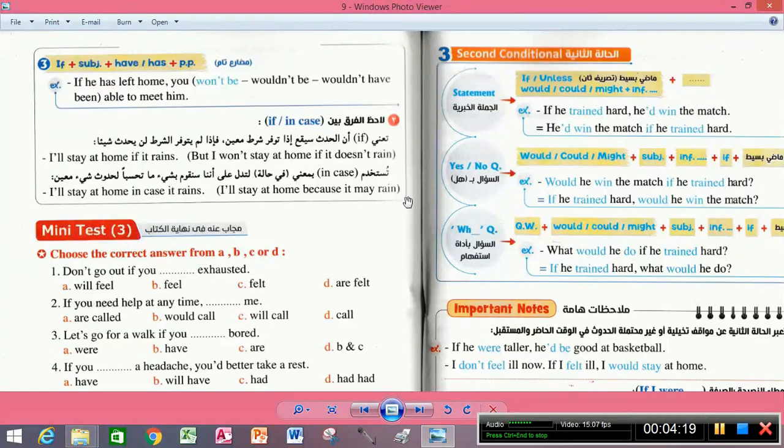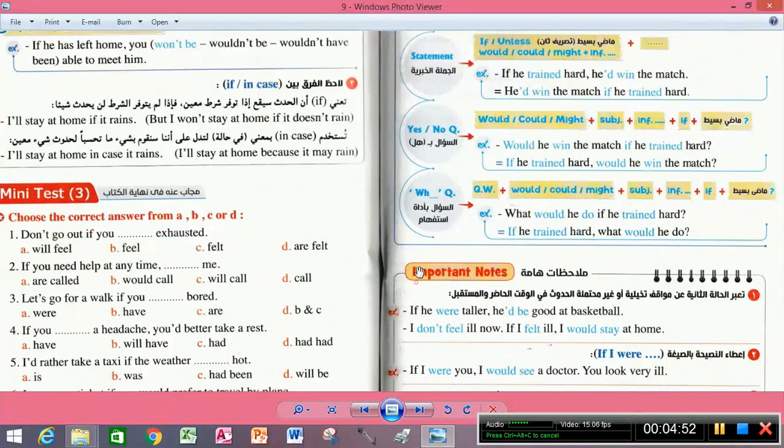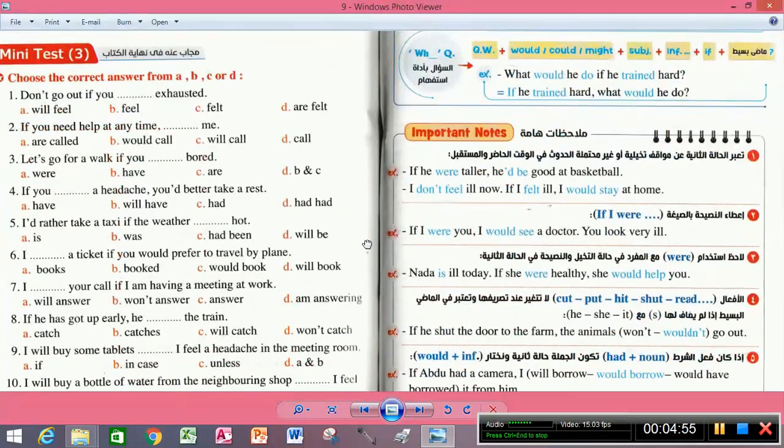If or unless followed by past simple, then with it we put would, could, might plus infinitive. If he trained hard, he would win the match. He would win the match if he trained hard. I can make a question again. I'm repeating that you make one question. You don't put two questions. Would he win the match if he trained hard? If he trained hard, would he win the match? What would he do if he trained hard? You put only one form of question. You don't change the two forms. Okay, I have very important notes for you, so pay attention.